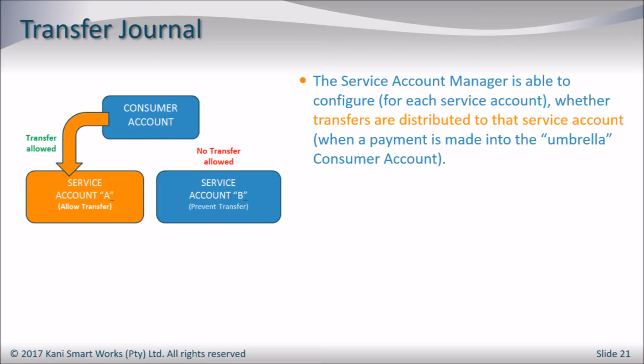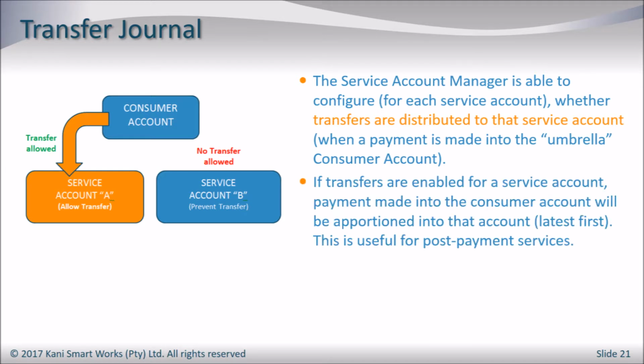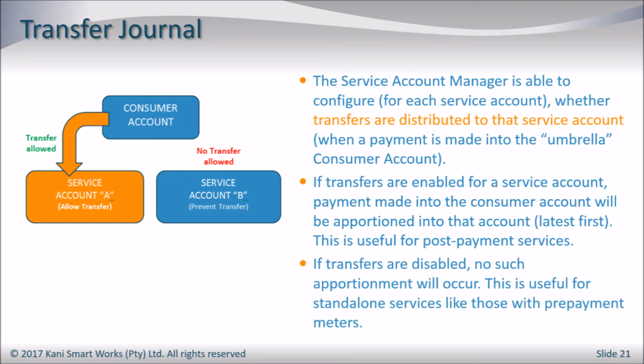Another option provided by the Service Account Manager is able to configure, again for each service account, whether transfers are distributed to that service account. That is, when a payment is made into the umbrella consumer account, it is transferred into the relative service accounts. Now, if transfers are enabled for a service account, the payment made into the consumer account will be apportioned into that account, the latest first. That's useful for post-payment services. If transfers are disabled, no such apportionment will occur. This is useful for standalone services like those with prepayment meters.